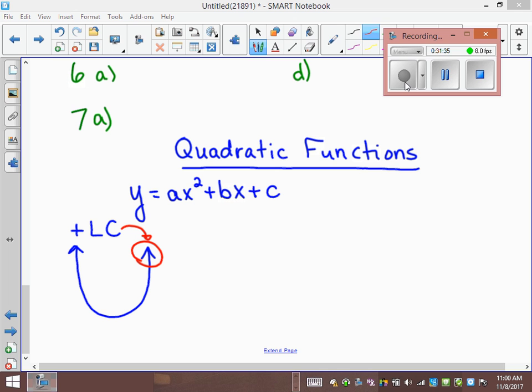If you have a negative leading coefficient, how would it end? It would be the other way. Down on the right, but it would also then be down on the left, like a rainbow. Okay? The constant is still the same thing. What was the constant on a linear? The y-intercept. What's the constant on a quadratic? The y-intercept. It doesn't change.